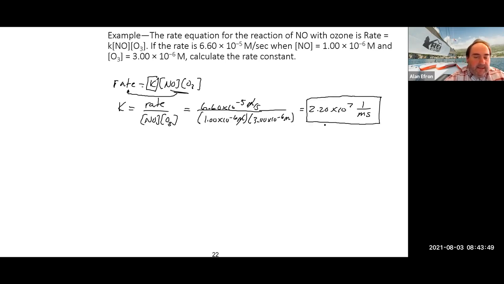And that is very much the units that we associate with what is referred to as a second order reaction. We know that by looking at our rate law, where the order is 1 here and the order is 1 here. When we add that together, 1 plus 1 is second order. So unit wise, everything matches well with what we see. Any questions on that calculation?